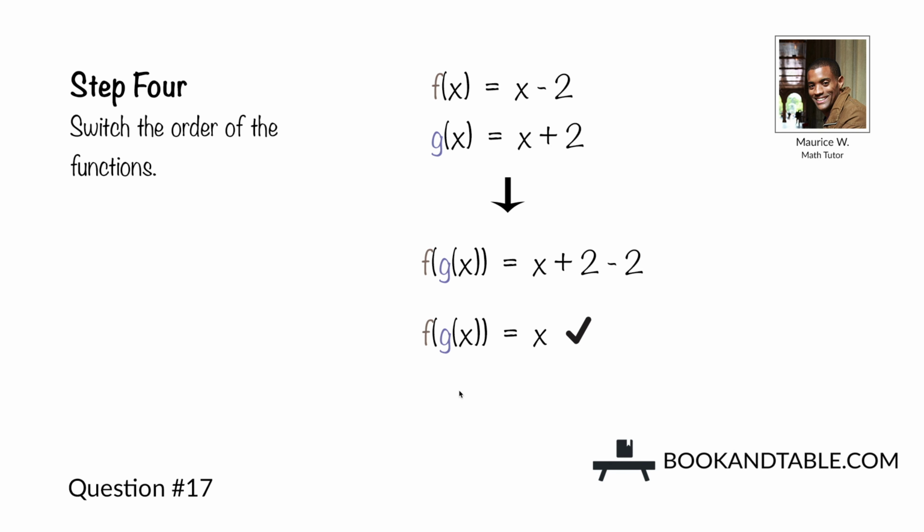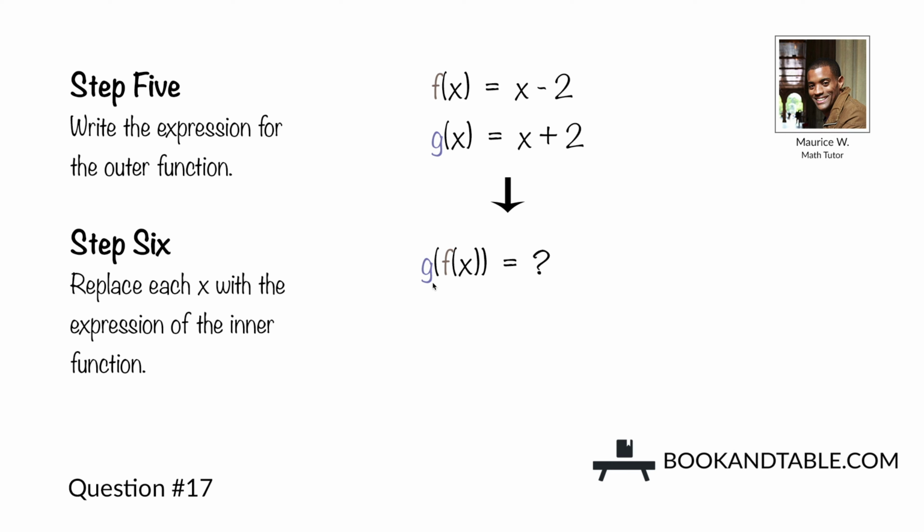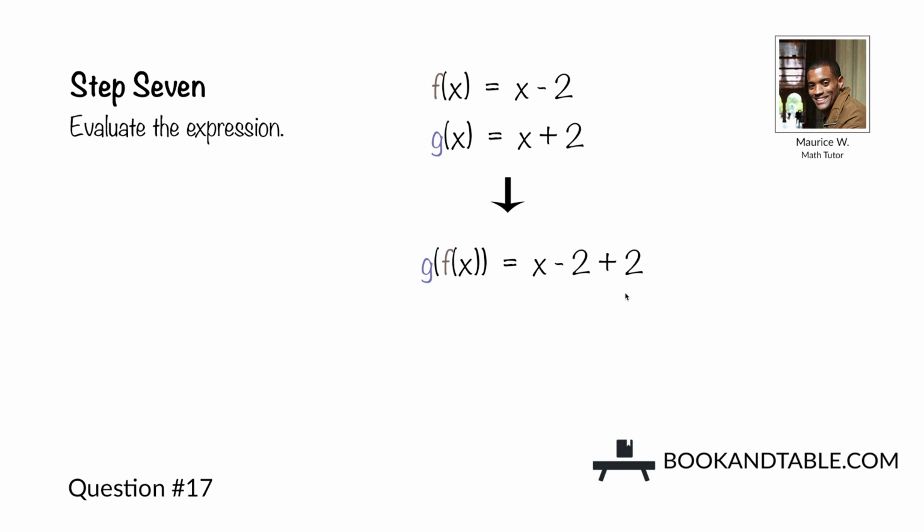So now we want to switch the functions to g of f of x, and test this. So now we write the expression for the outer function, which is the g function, x plus 2. And then we replace this x here with the inner function, the f function, which is x minus 2. And then we'll get plus 2. And now that we've done this, we evaluate the expression. Negative 2 plus 2 cancel each other out, leaving us with just x.